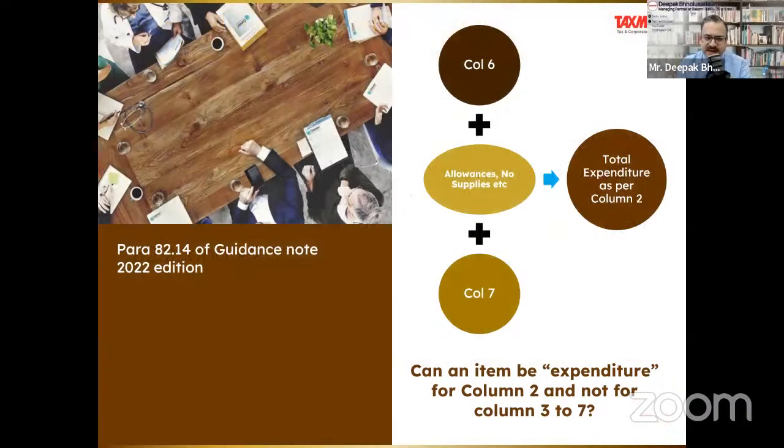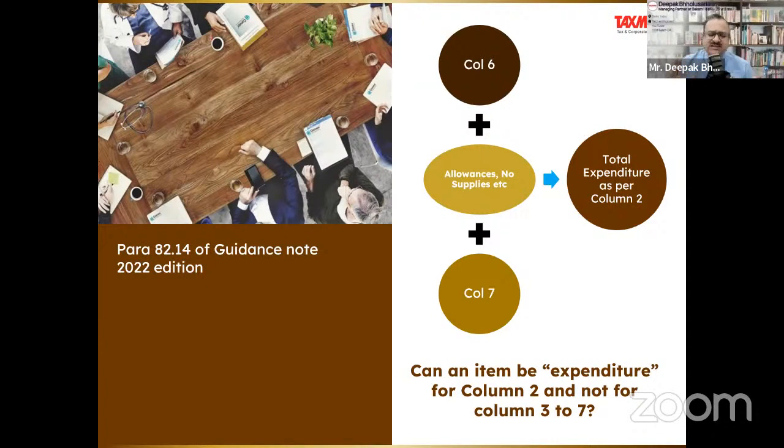So if I summarize it by way of formula, you can say the column number 6 plus column number 7 plus all the exclusions which we have discussed, allowances, no supplies, no expenditure, and so on. All these 3 items must be consolidatedly reported in column number 2 only.